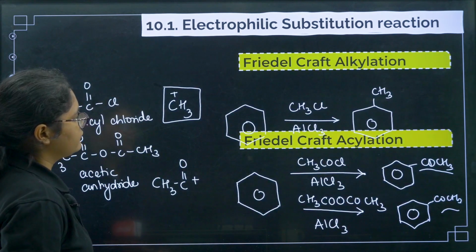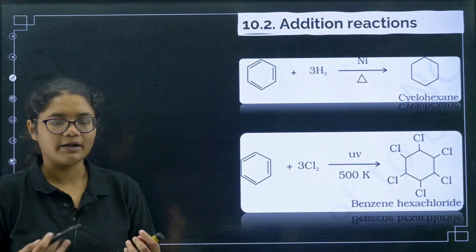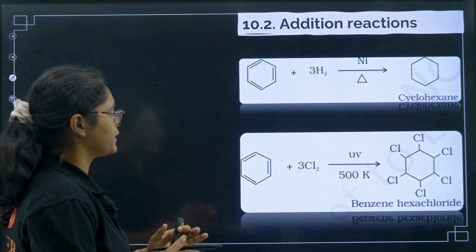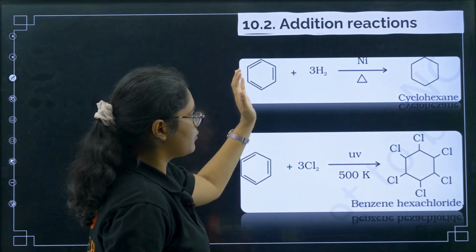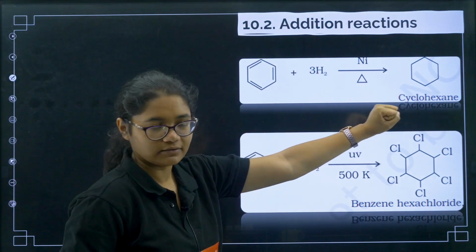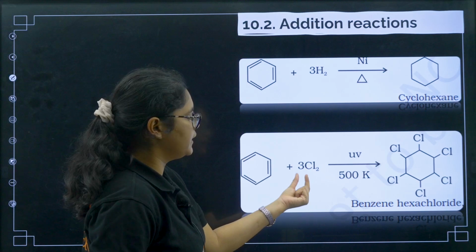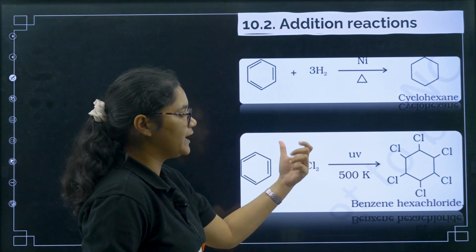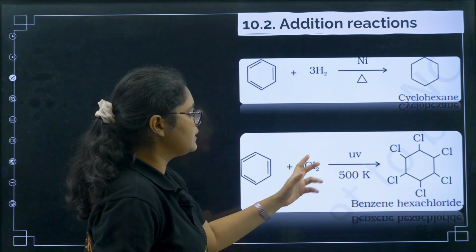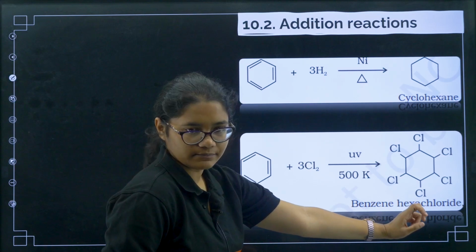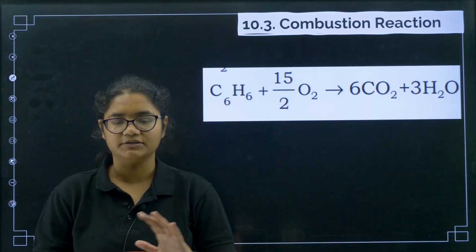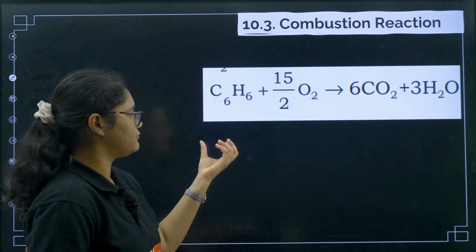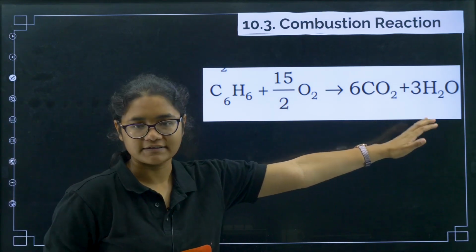Next, coming to addition reaction. You can add simply H2 and nickel, so all the bonds are broken and we get cyclohexane. And if you add 3Cl2 in presence of UV, excess of chlorine, then we get benzene hexachloride. Next is combustion reaction. Combustion reaction is very common, just you have to take oxygen, you will get carbon dioxide and water.